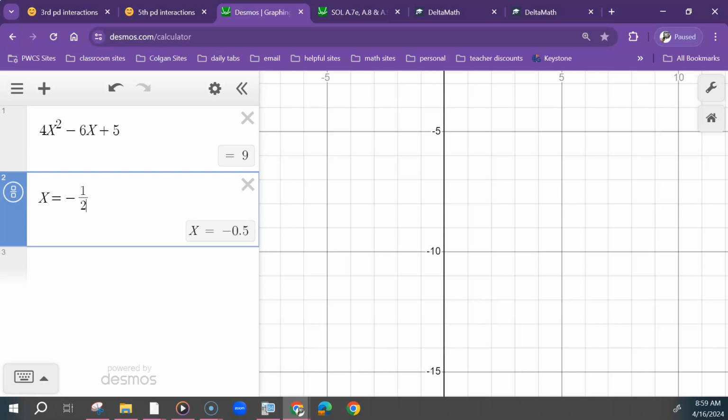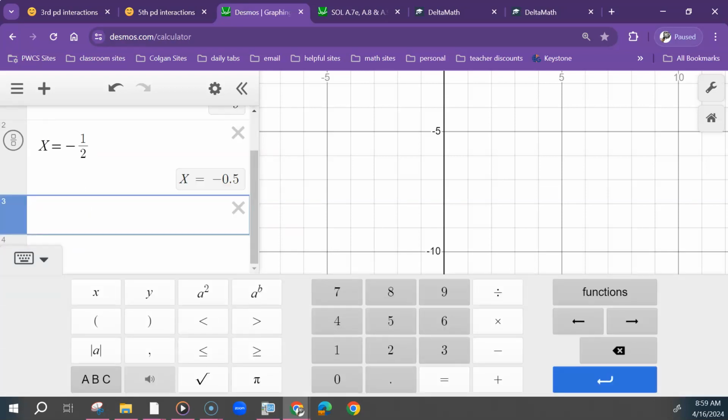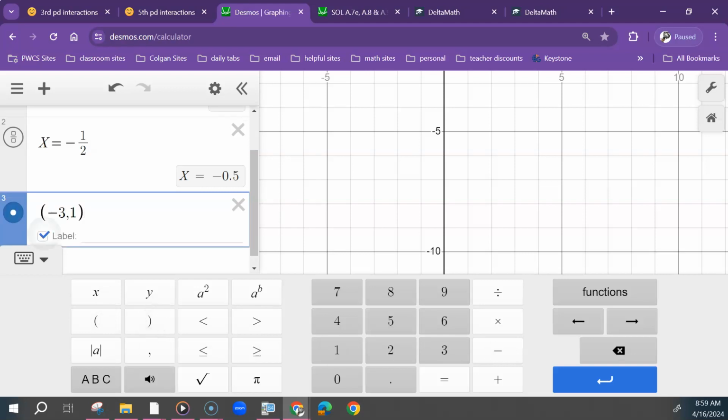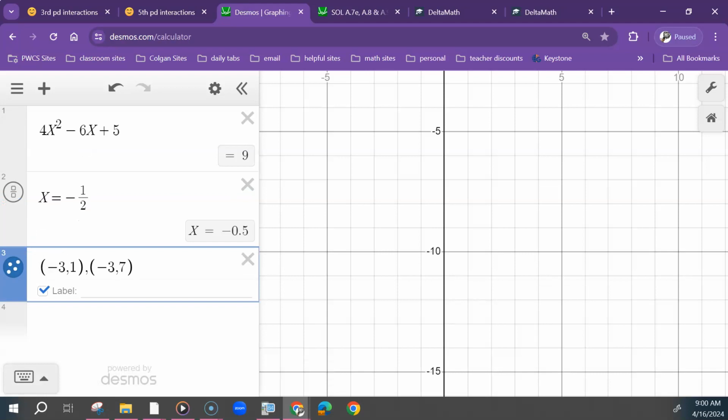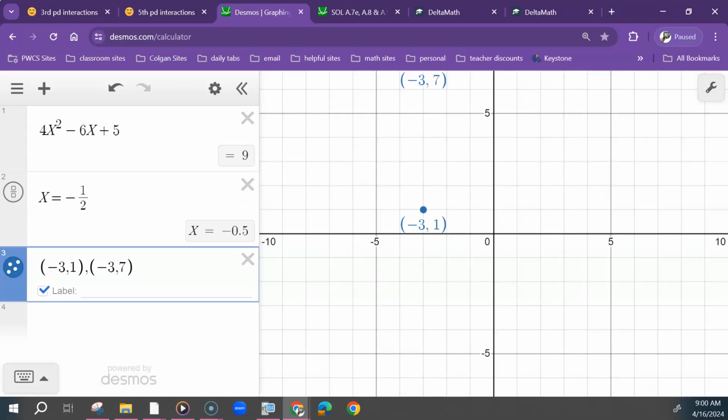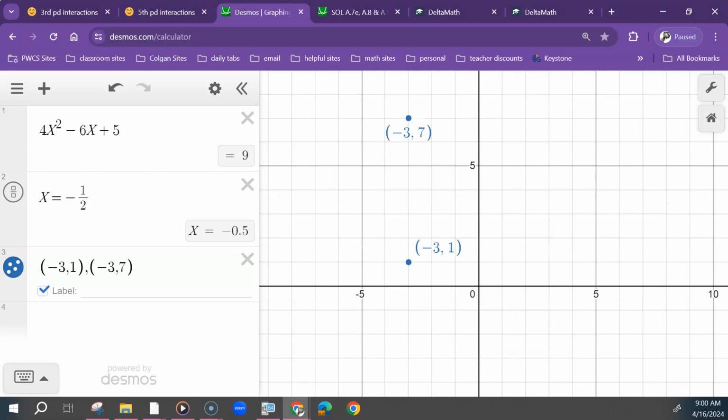So that would be your answer. If you're using this, make sure you use Desmos. For number 3, if I put in the ordered pairs, I can see that they fall on the same vertical line, so the slope of that would be undefined.